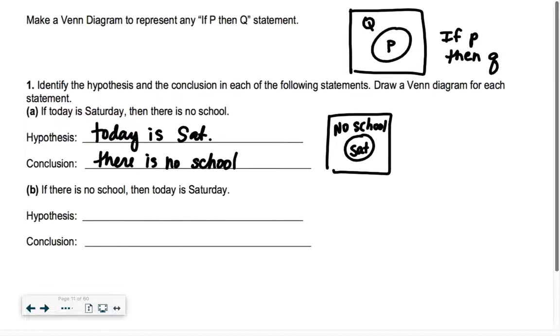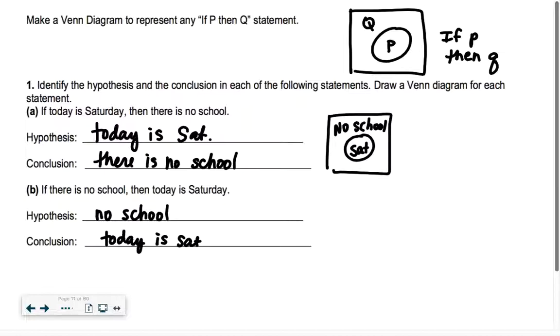So when I switch it around, if there is no school, then today must be a Saturday. Does that make sense? No, that's what we call the converse, and we're going to be talking about that in the next section. We switched the hypothesis and conclusion. And when we do that, it's not always making it a true statement. Okay, so now our hypothesis is no school, then today is Saturday.